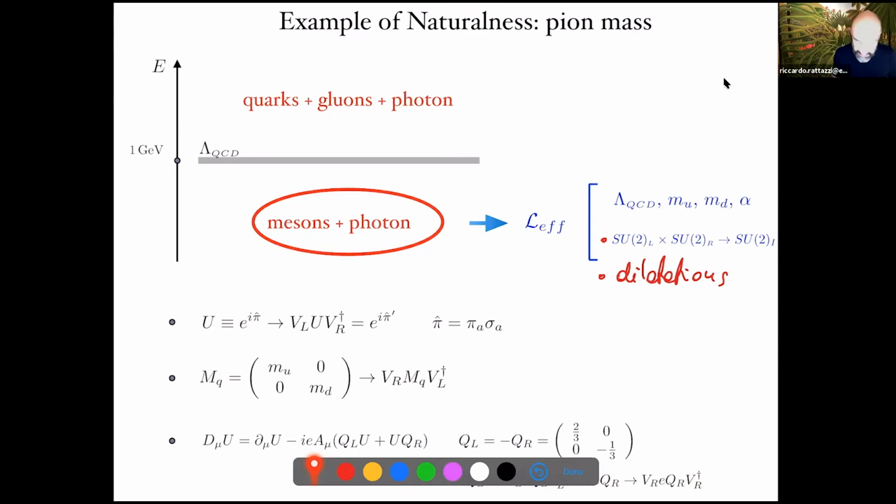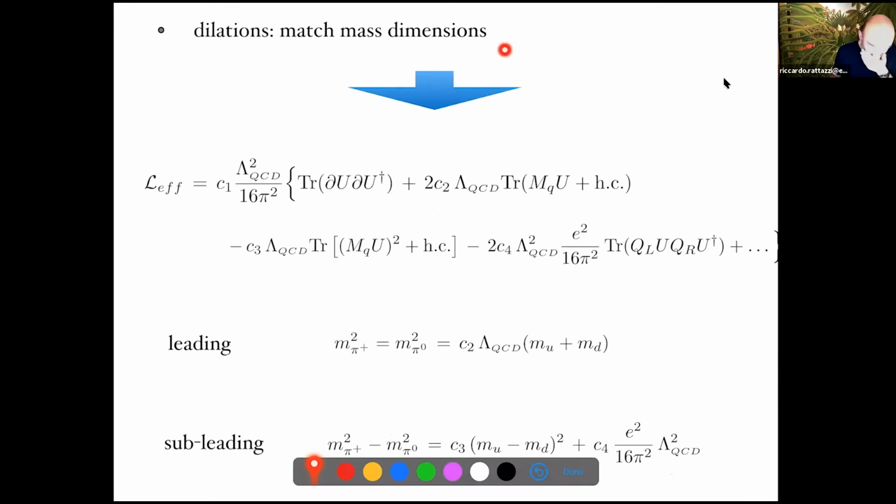Using it, you can construct an invariant Lagrangian. Putting together these elements about chiral symmetry, together with dilatations, which is just about matching dimensionality of coefficients in the Lagrangian, you can construct your effective Lagrangian.